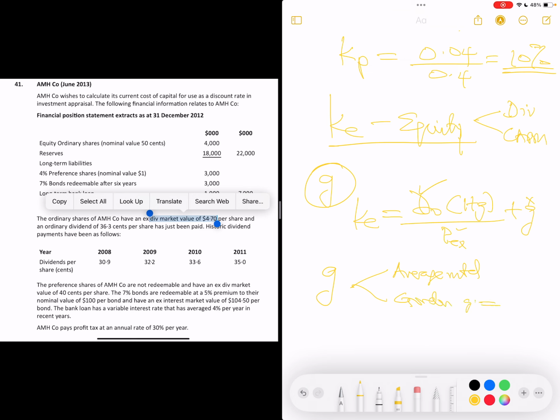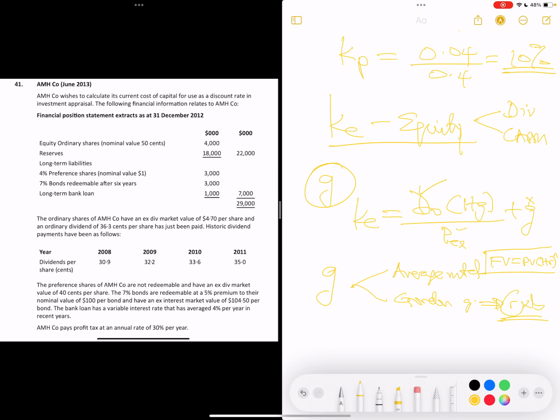Which says that retention times return is your growth rate. And this one rather will use the future value formula, which says that FV equals PV into 1 plus R raised to power N. Yeah, that's the application of that average method. So if you look at this question, we don't have retention information, we don't have return information. So we cannot use Gordon growth method. We need to use average method.